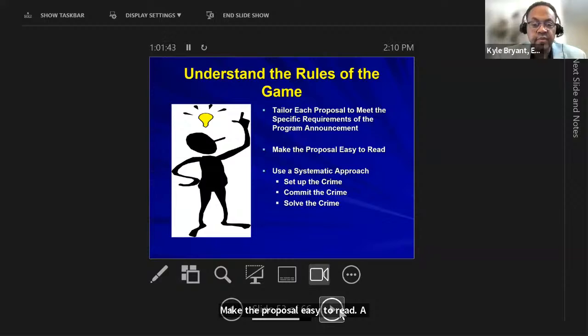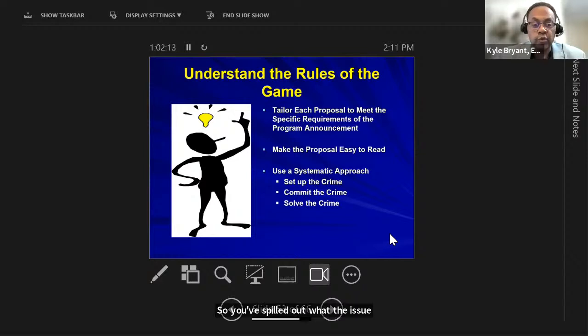Set up the crime, commit the crime, then solve the crime. What does that look like? You set up the crime by, in your problem statement, stating that the city of Lithonia, Georgia, has a problem with high crime being committed by young offenders. That's the crime. So you've spelled out what the issue is.